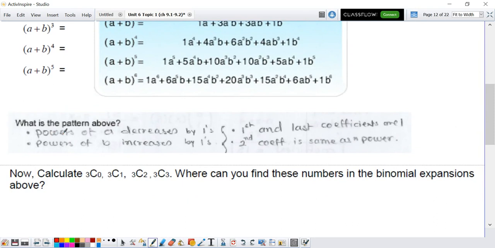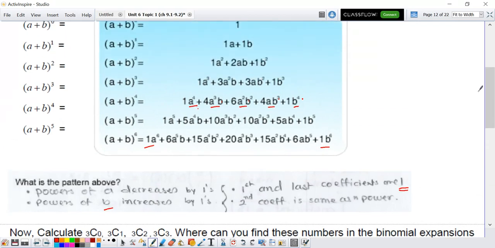The pattern is that the powers of a are decreasing: 4, 3, 2, 1, 0. Powers of b are increasing: 0, 1, 2, 3, 4. The first and last coefficients are 1. The second coefficient is the same as the power. This is a pretty mind-blowing pattern. If the power is 4, the coefficient is 4. If it is 3, the coefficient is 3. If it is 5, the coefficient is 5.